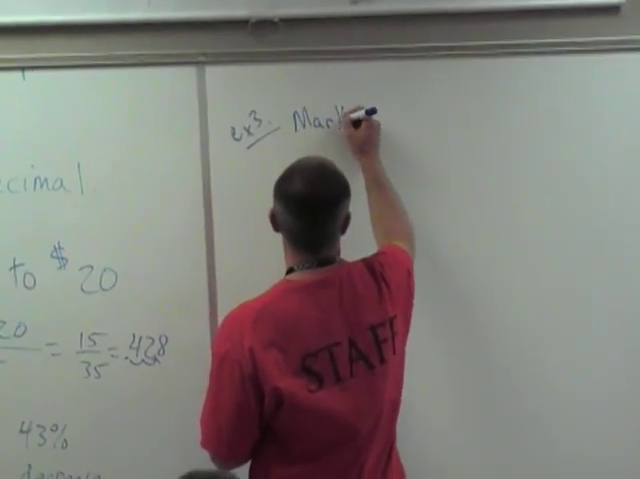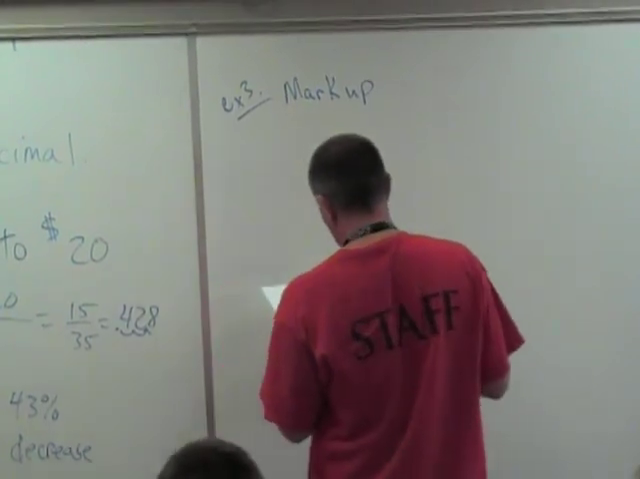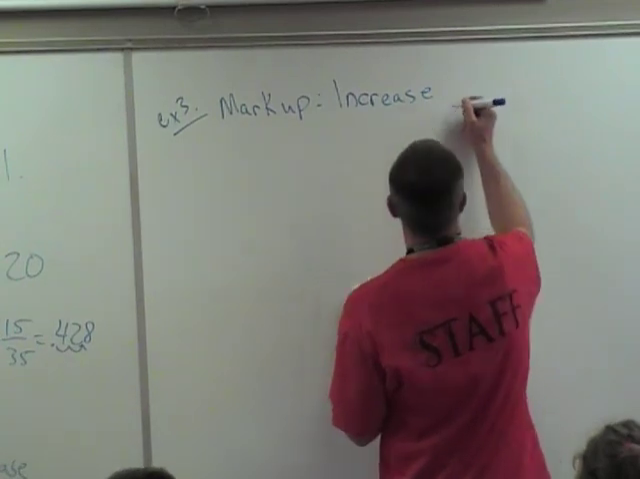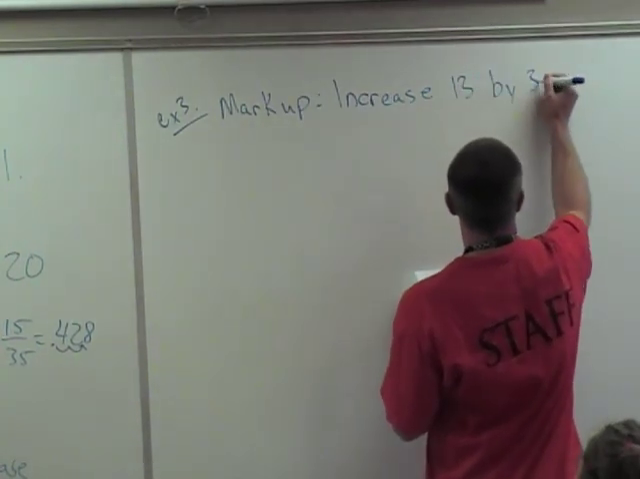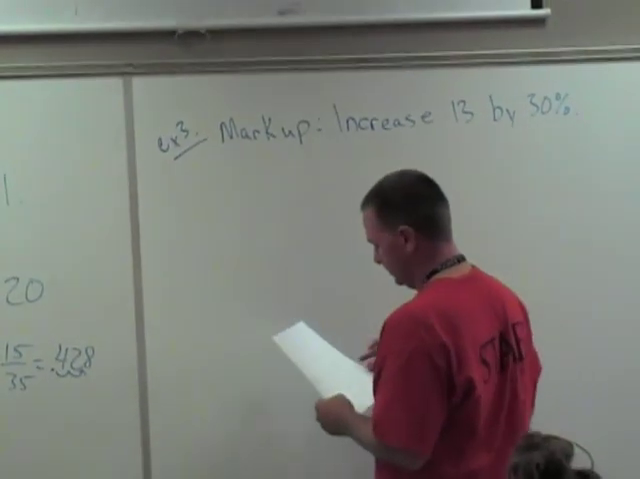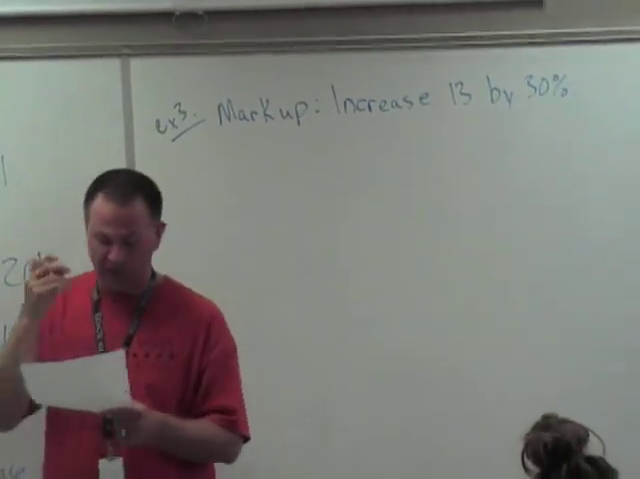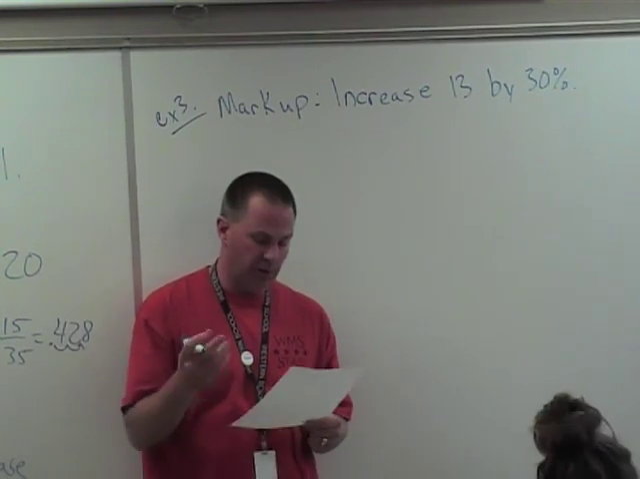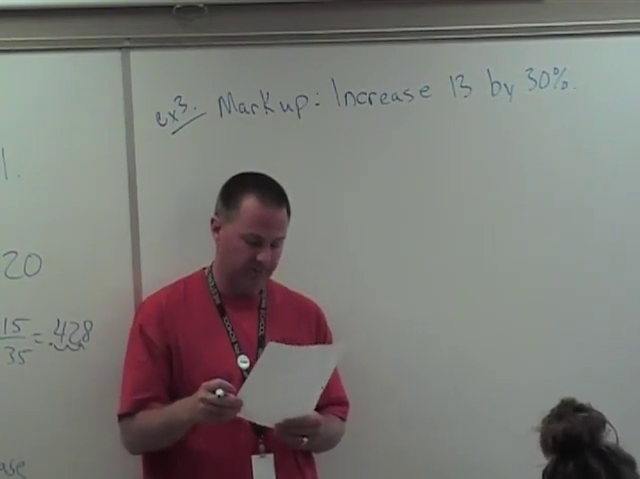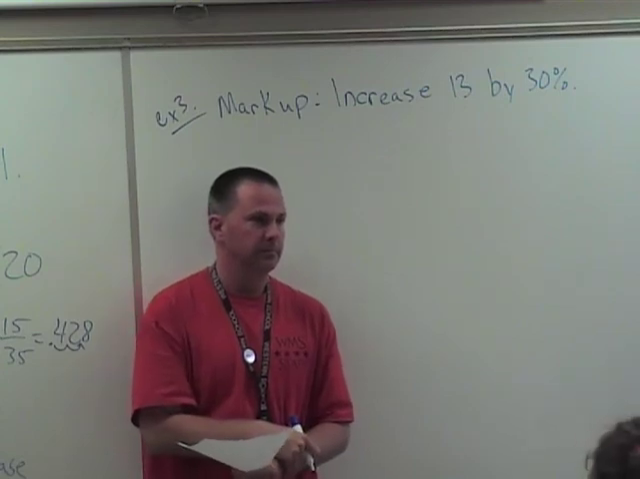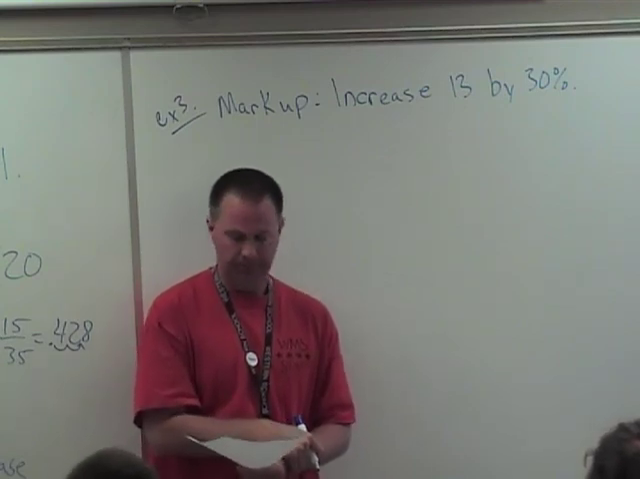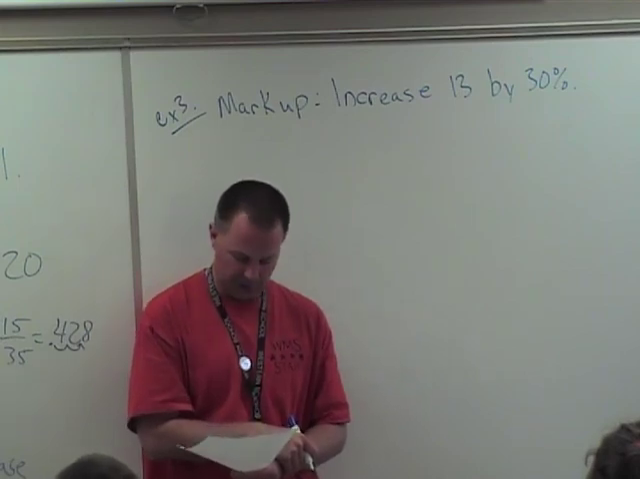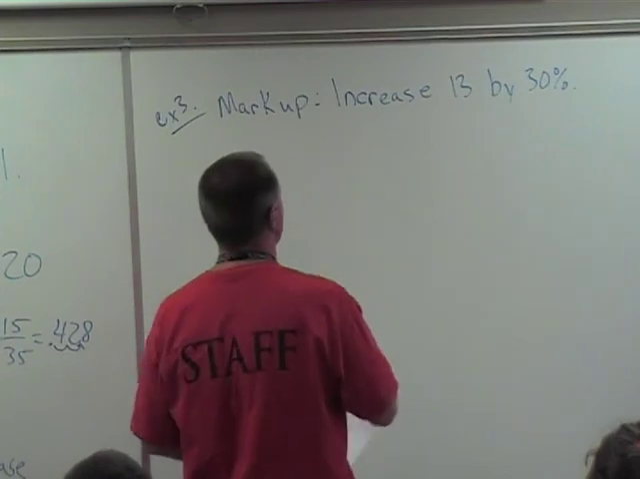Example 3. Markup. Increase 13 by 30%. So you own a business. Something's $13, you want to increase it 30%. So what do you think we're going to do? Yes? 30% of 13 and add it on. Okay. One way to do it is like this.